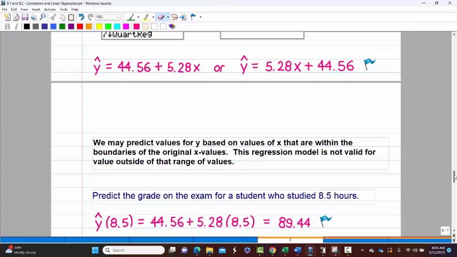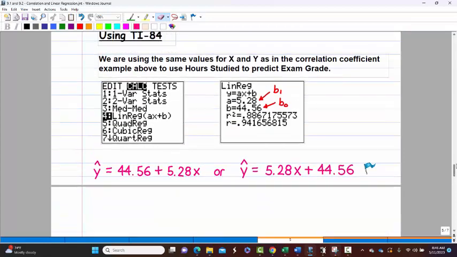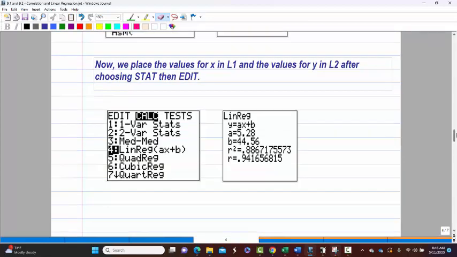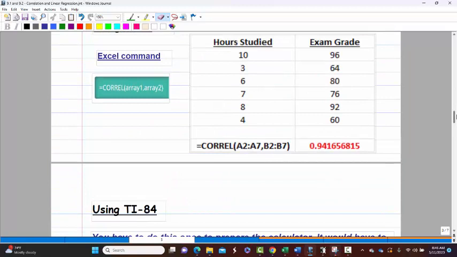Now, you can predict values for y based on x that are within the boundaries of the original x values. It's not valid for anything outside the original values, and you can predict a value that's even already in your list of values, but it has to be within the range. In other words, we could predict it for 7, even though we have a value for 7, but it needs to be something in here.